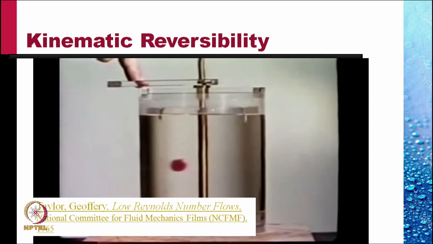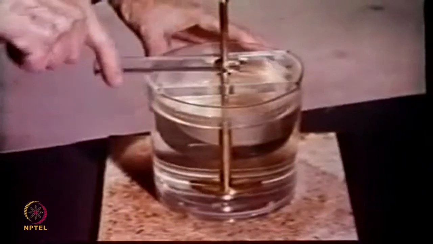Geoffrey Taylor of Oxford University conducted some experiments to show kinematic reversibility of low Reynolds number flows. The following film illustrates this effect. Low Reynolds number flows are reversible when the direction of motion of the boundaries which gave rise to the flow is reversed. This may lead to some surprising situations which might almost make one believe that the fluid has a memory of its own. Here are two concentric cylinders.